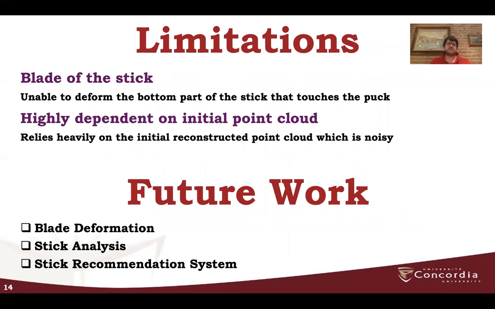There are some limitations. We do not deform the blade of the stick because the geometry is quite noisy, so we leave it rigid. And this is a problem because in reality, the blade bends as well. The second limitation is that we need to have a relatively decent point cloud to start with. So in future work, we want to address these issues, specifically the blade deformation, and we want to continue working to incorporate this deformation into the stick analysis and a stick recommendation system.